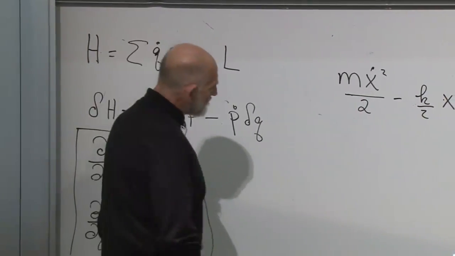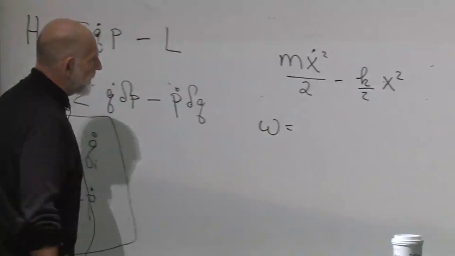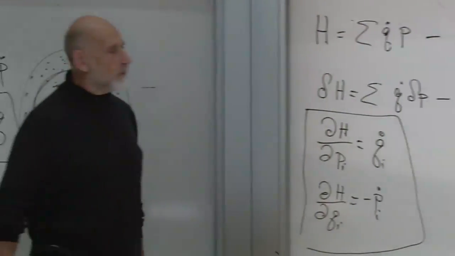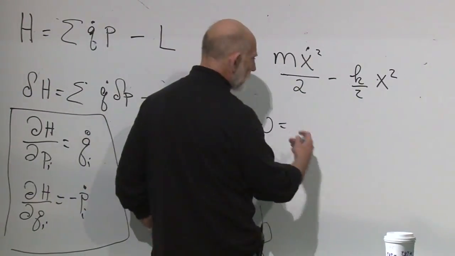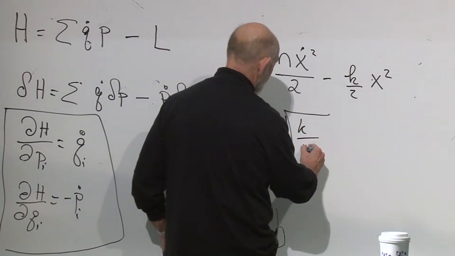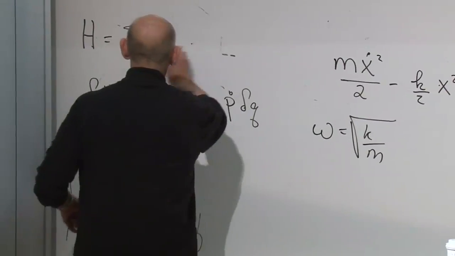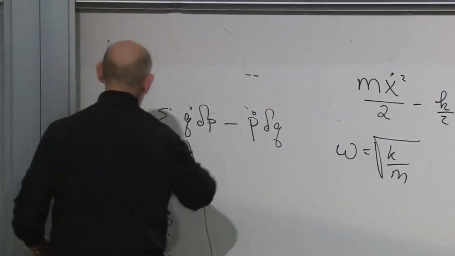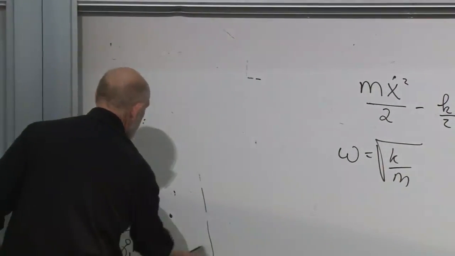What is omega? Anybody know what omega is in terms of k and m? Square root of k over m. If you solve the equations of motion, you will find that the frequency of the oscillator is square root of k over m. All right, so that's what we begin with. Now what I'm going to do is change coordinates. I'll make a change of definition of coordinates.